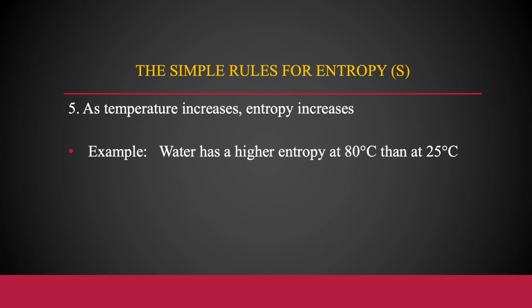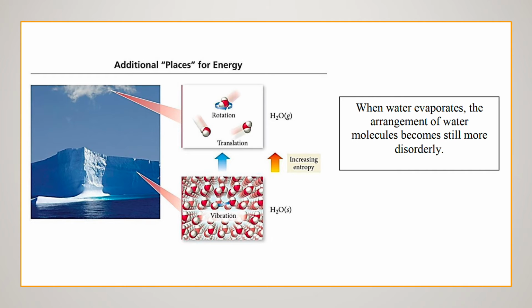The fifth rule of entropy states that temperature and entropy are directly proportional, meaning that if we increase the temperature, the entropy would increase as well. For example, water has a higher entropy at 80 degrees Celsius than at 25 degrees Celsius, and this can be justified by the randomness and the rate of movement of the particles. Here is a visualization of what we just explained.